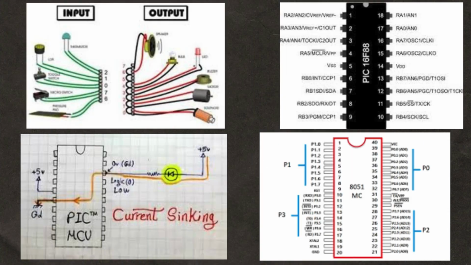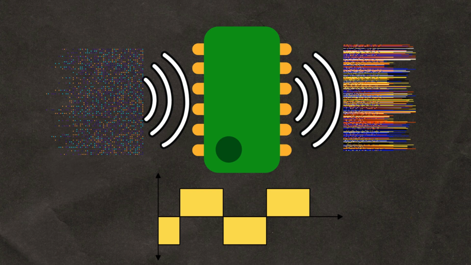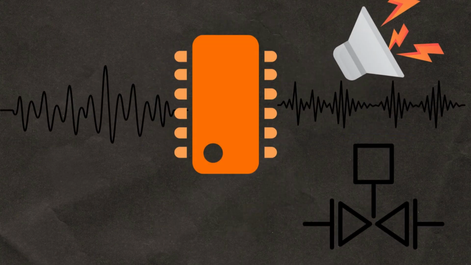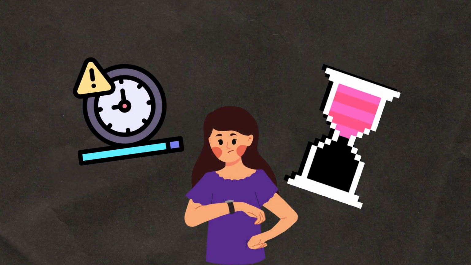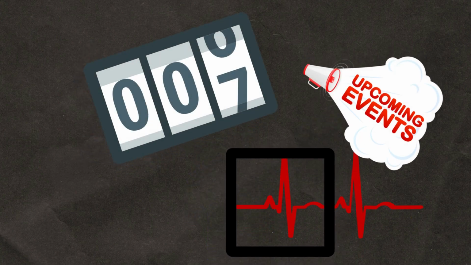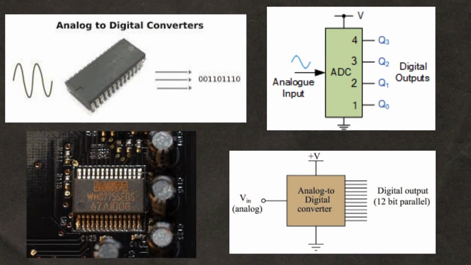Input-output, I/O, ports. Digital I/O, pins used for reading digital signals, 0 or 1, or sending digital outputs. Analog I/O, ports used to interface with sensors or actuators that work with continuous signals. Timers and counters. Timers measure time intervals or generate delays. Counters count external events such as pulses from sensors.